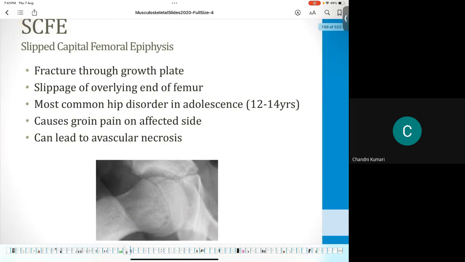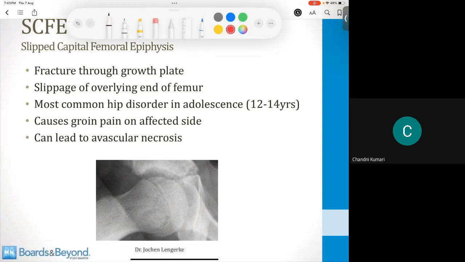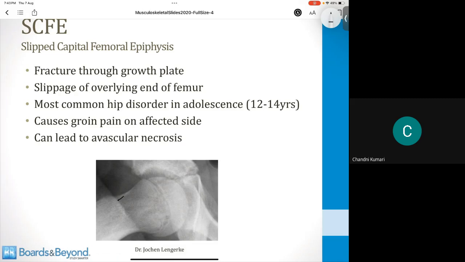Then we have SCFE. What is SCFE? That is slipped capital femoral epiphysis, right? So you can see this is your epiphysis. There's an interesting way of memorizing it. You can see it as a cone of ice cream, and sometimes this ice cream can slip out from the cone. So you can see you have a fracture here. The head, the ice cream from the cone, is slipping out. That's your SCFE.